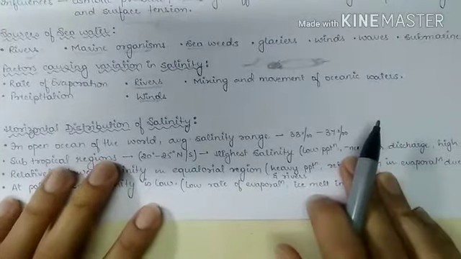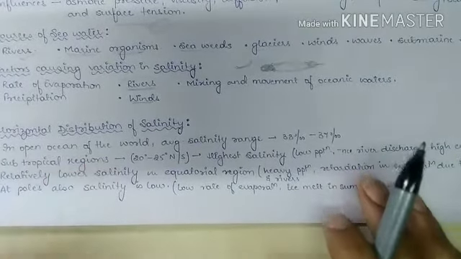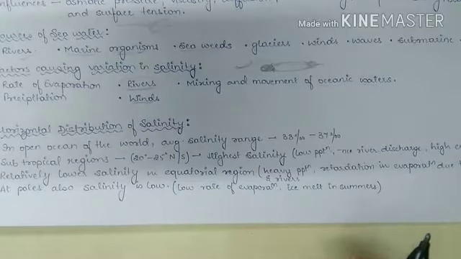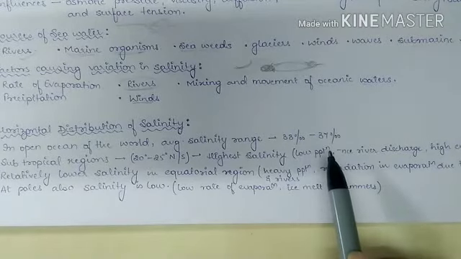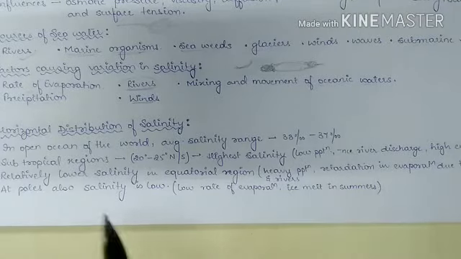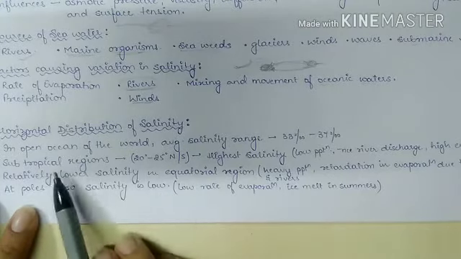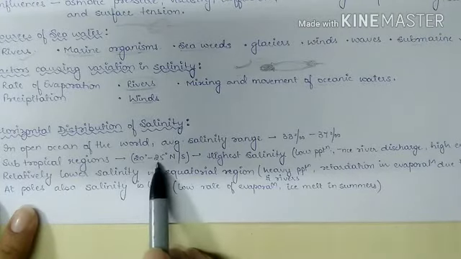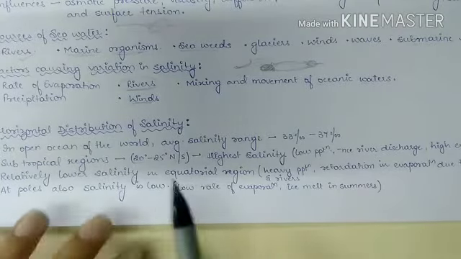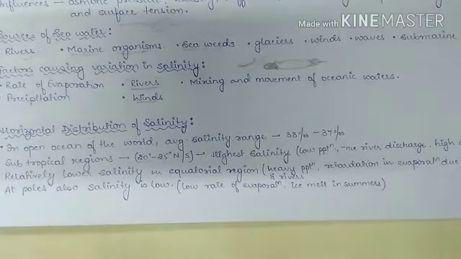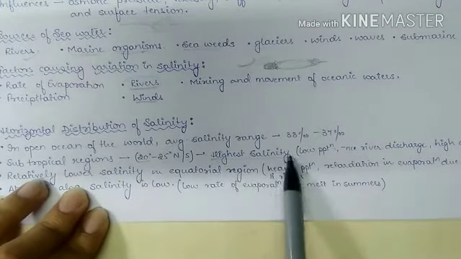Now we will look into horizontal distribution of salinity. In the open ocean of the world, the average salinity range is about 33 to 37 ppm, and in the subtropical region we can see the highest salinity. The subtropical region ranges from 20 to 25 degrees north and south, and this high salinity is due to low precipitation, negligible river discharge, and high rate of evaporation in this area. So this area has the highest salinity.